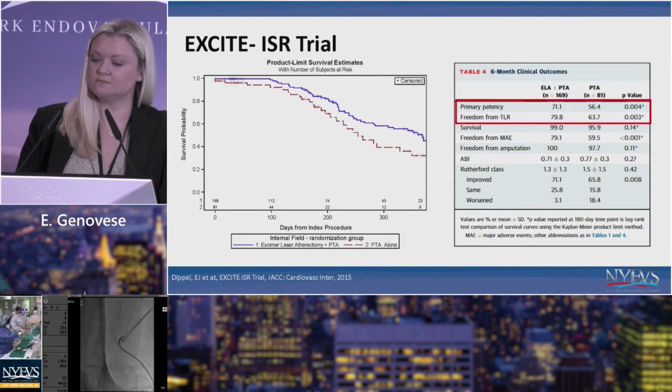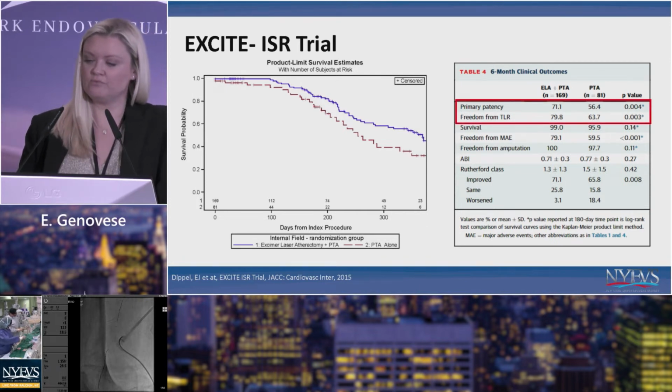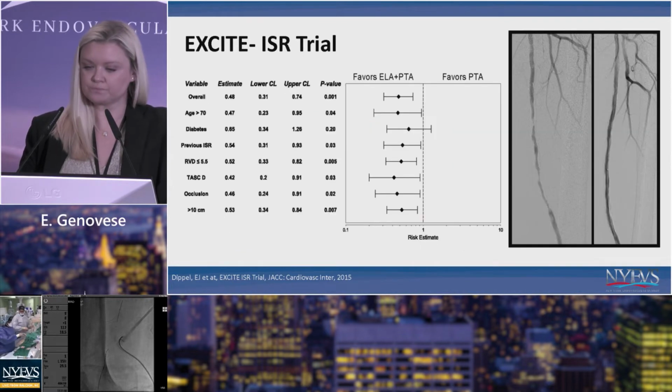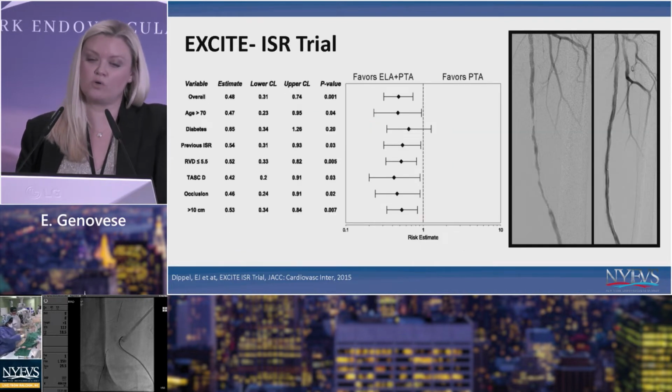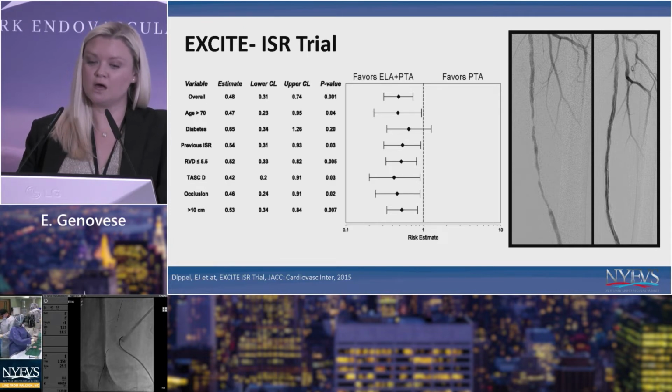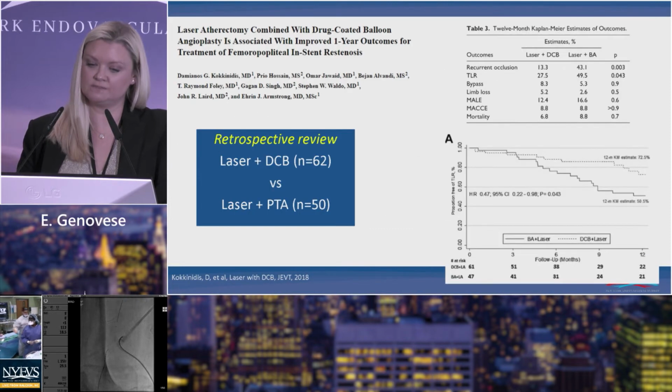When you look at the 6-month mark, you can see a significant improvement in primary patency and freedom from TLR in the laser group. And then when you look at this in sub-cohorts, you can see that laser benefited patients who were older, who had previous ISR treatments, a small reference vessel diameter, and advanced lesions such as TASC D and occlusions.